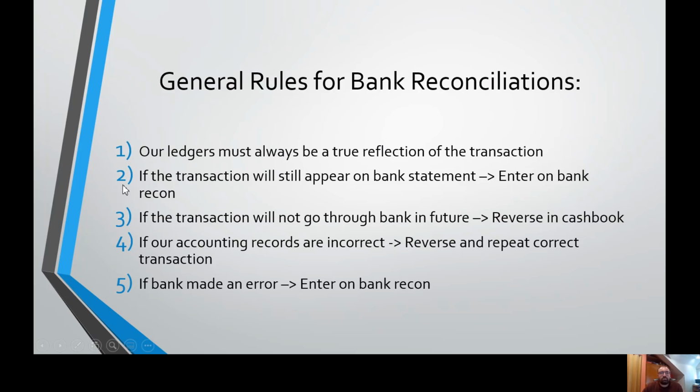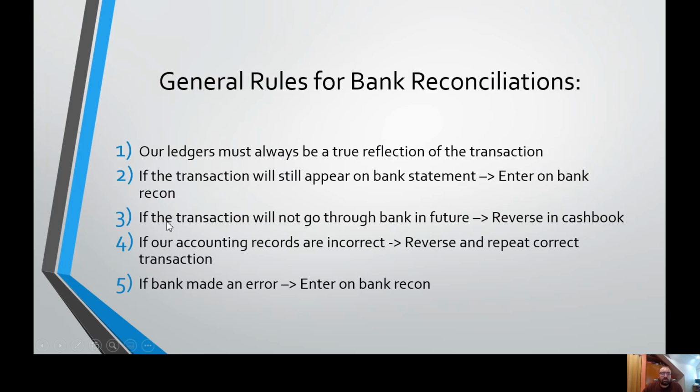The next point, number 2, is if the transaction will still appear on the bank statement, we enter it on our bank reconciliation. So that will be the check and the receipt. It's a transaction that is a true and legitimate transaction. It's captured at the correct value. It just hasn't reflected on our bank statement yet.